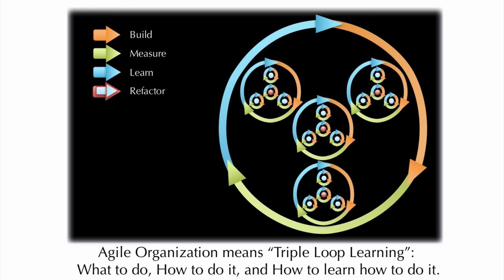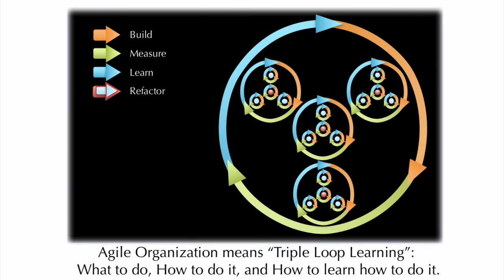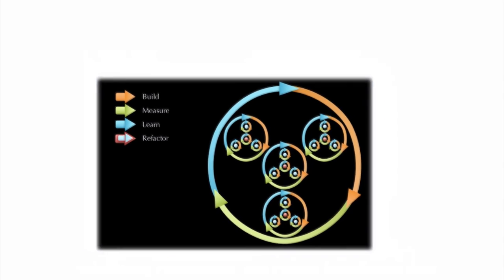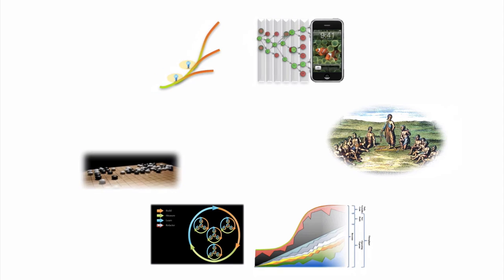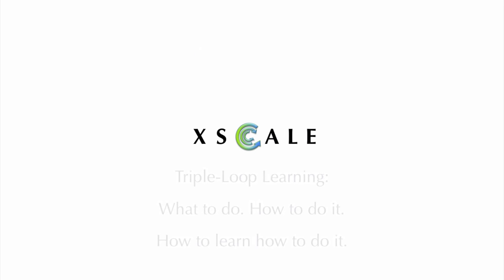Learning what to deliver to market for maximum impact, how to optimize productivity doing that, and how to learn how to do these things. That third loop is the meat and potatoes of transforming your enterprise into an agile organization, and this will be the subject of the fifth webinar in XSCALE Alliance's six-part series on the principles of agile organization.